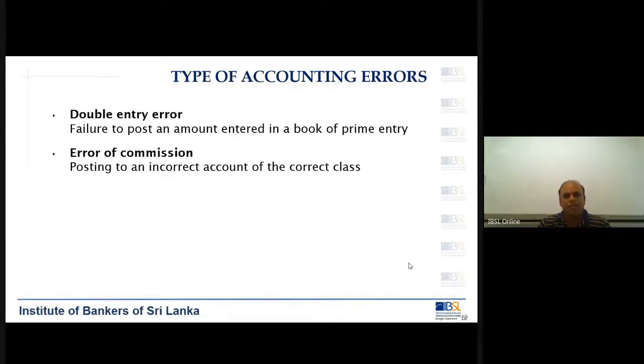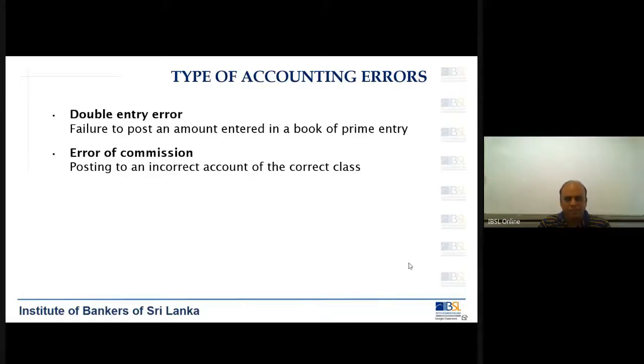Now the problem here is the debit account is the electricity expense account. You have identified the class correctly. But at the time of posting this transaction, instead of the electricity expenses account, you go and debit it to the telephone expenses account. So what do we mean by error of commission? It is posting to an incorrect account of the correct class.